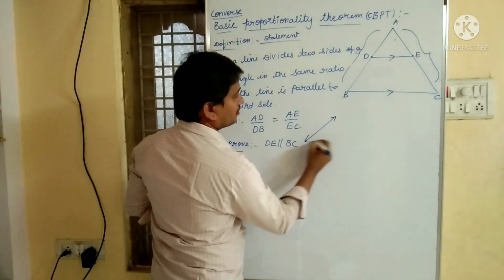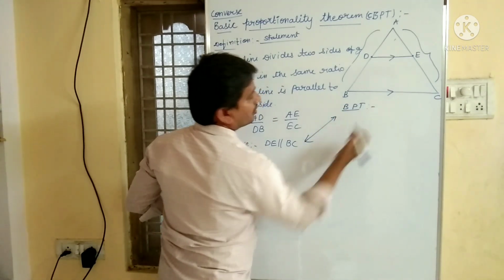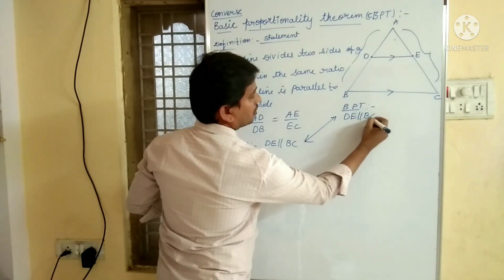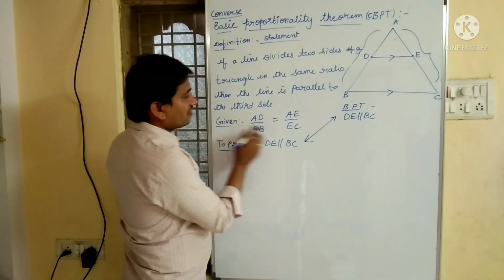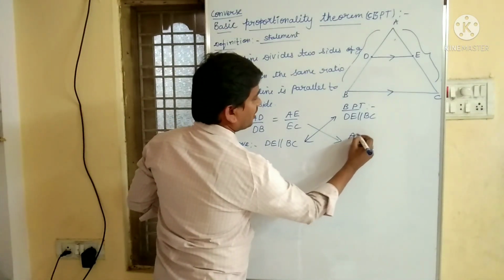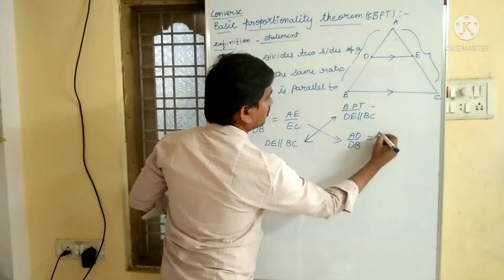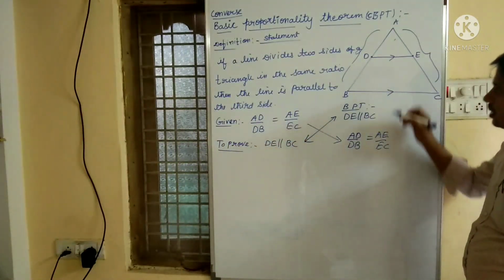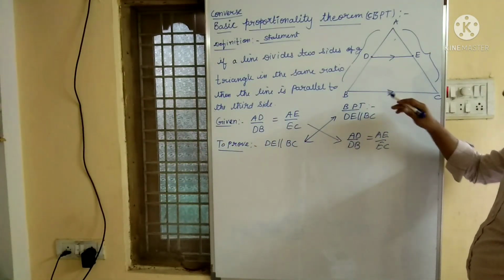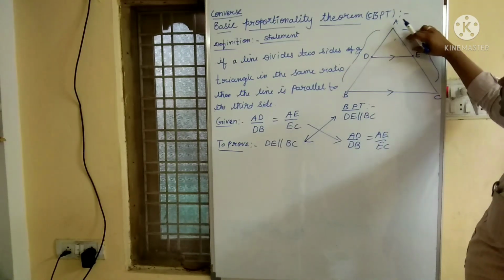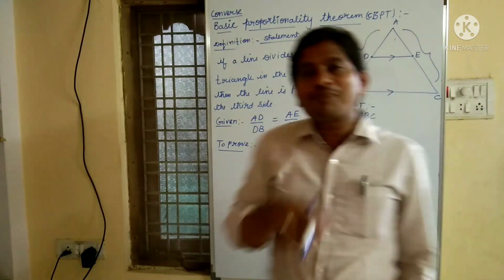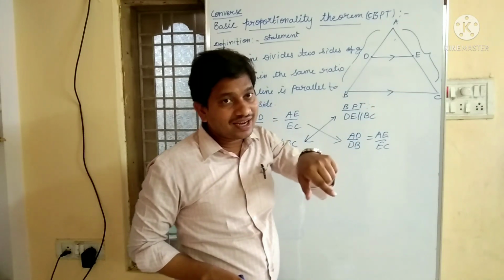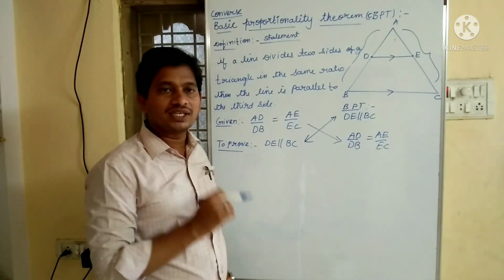So what is the difference between the basic proportionality theorem and the converse? In BPT, what is to be proved becomes given and what is given becomes to be proved. In the basic proportionality theorem, they said DE is parallel to BC, then we need to prove that AD by DB equals AE by EC. Whereas in the converse, given is AD by DB equals AE by EC, then we need to say that DE is parallel to BC.